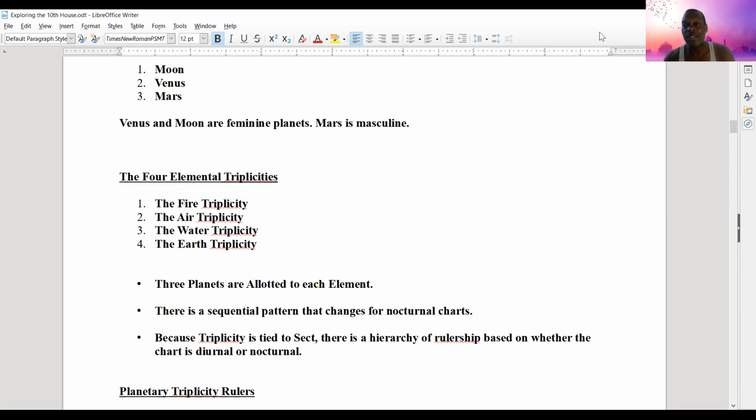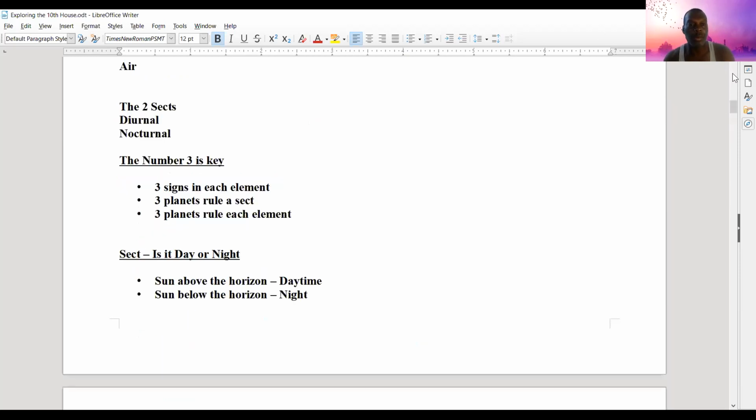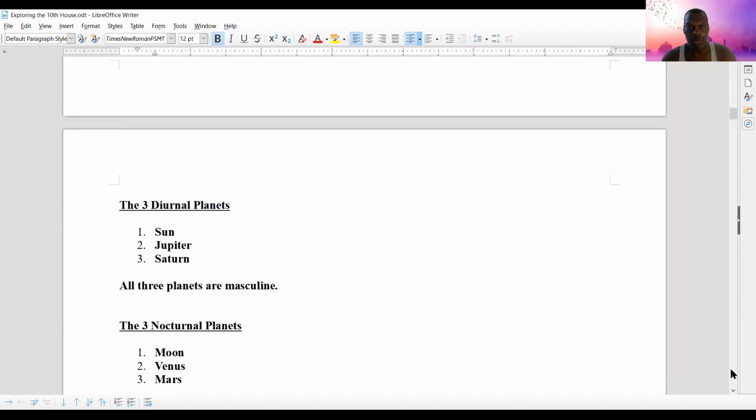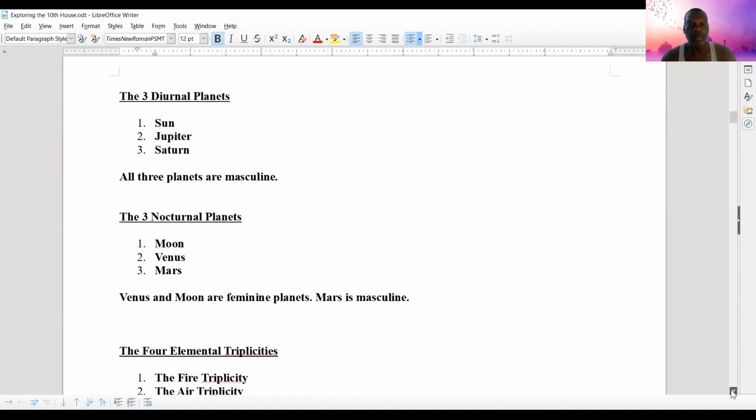Okay, so I'm just going to go back to this one more time so you can see what we're talking about. The number 3 is key. There are 3 signs in each element. Remember that triplicity means element. 3 signs are in each element. Triplicity is wed to sect. There are 3 planets that rule each sect, and 3 planets rule each element, or triplicity. All right? Okay. Moving on.